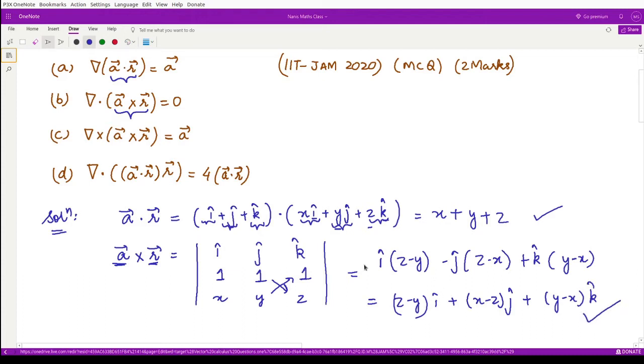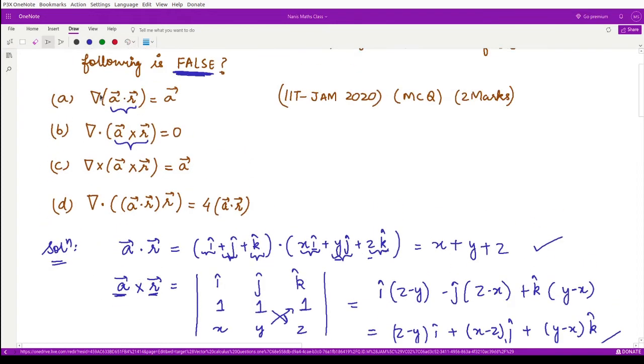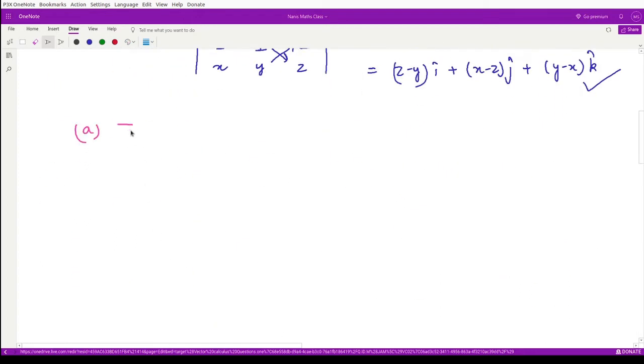Okay, so now let us see our options one by one. Let us take the first option first. It says del of a dot r is equal to a. So we are to check whether del of a vector dot r vector is equal to a. Let's take the left hand side, which would be del of a vector dot r vector.